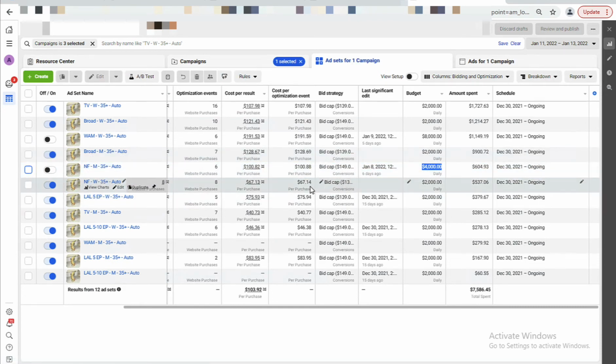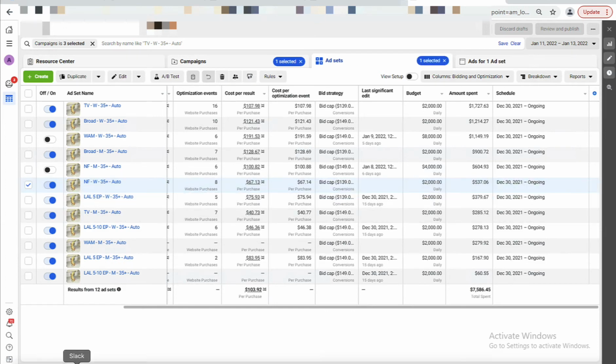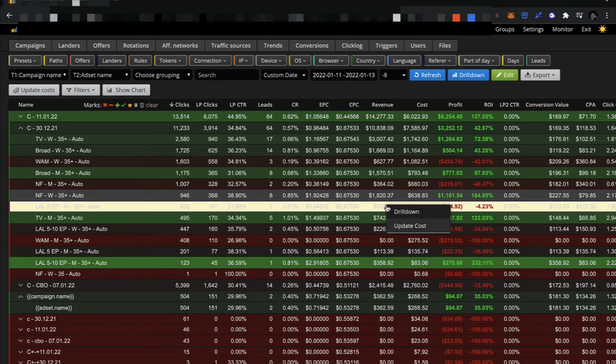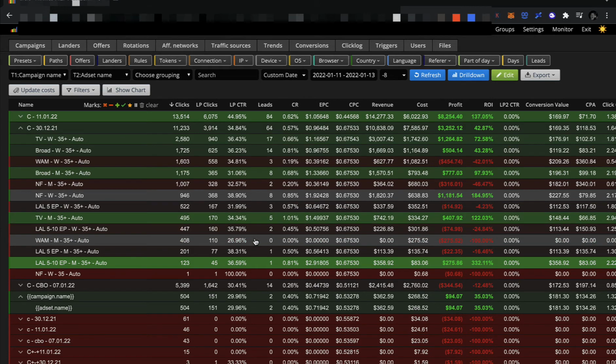So NF Women is looking hot. LAL 5 EP Women is 379. I feel like this wasn't looking so hot. So 337. With this one, because it hasn't spent a ton, and it's not a million miles away, it's $40 out from break even. One sale could easily put this into decent profit, okay? So I'm going to leave this one as is.